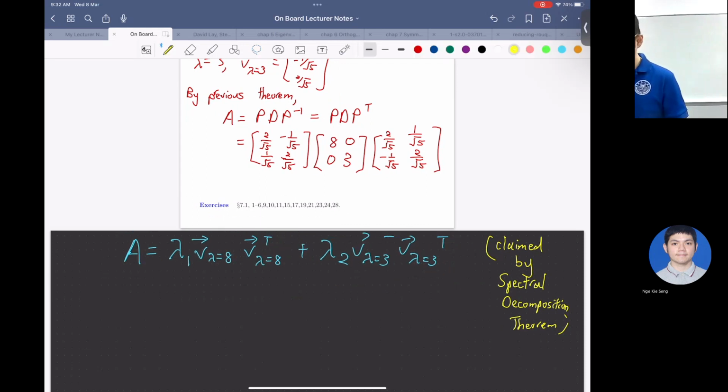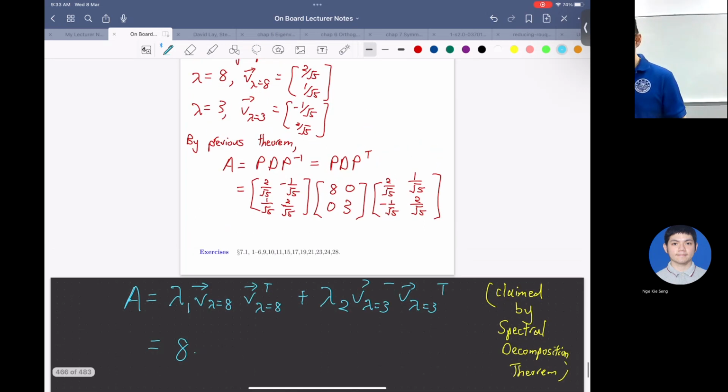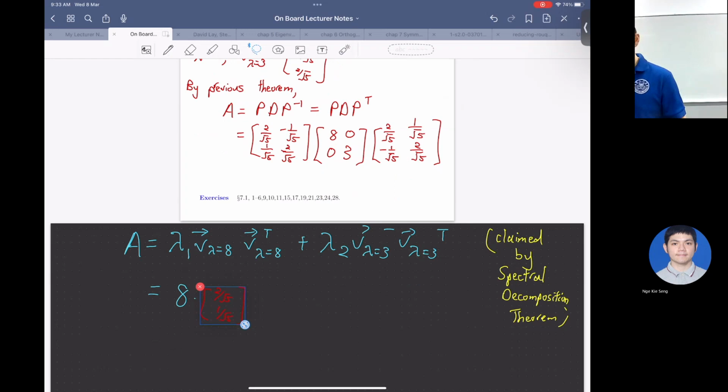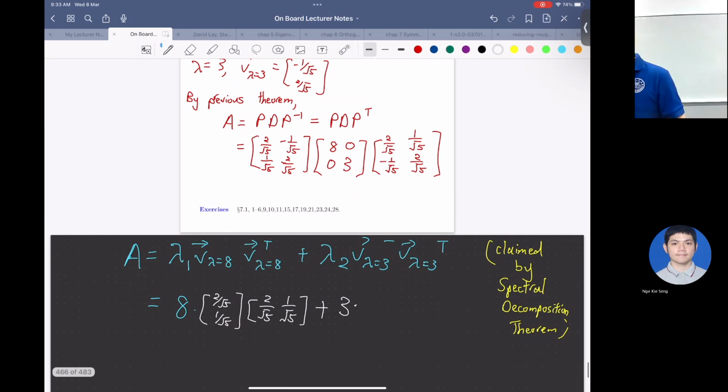So what is lambda 1? It's 8. And what is V lambda 1? It's this vector here. Copy this, and then you multiply by the transpose. And then plus lambda 2, which is 3, times V lambda 3, which is minus 1 over square root 5, 2 over square root 5, and then multiply by its transpose.